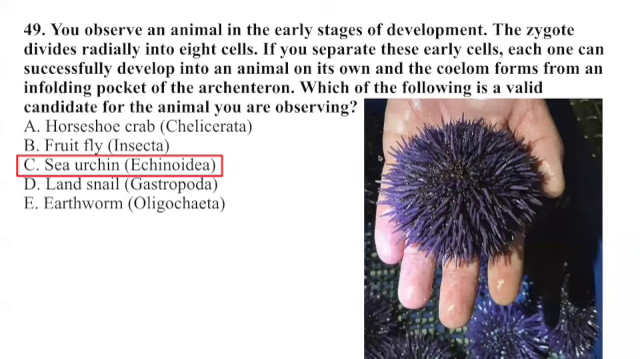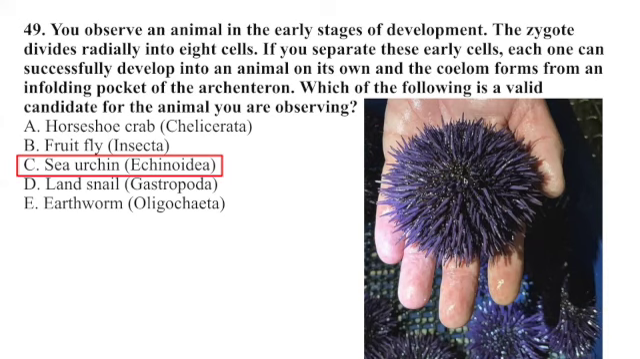49, you observe an animal in the early stages of development. The zygote divides radially into 8 cells. If you separate these early cells, each one can successfully develop into an animal on its own, and the coelom forms from an infolding pocket of the archenteron, depending on which way you say it. Which of the following is a valid candidate for the animal you are observing? This is a sea urchin.